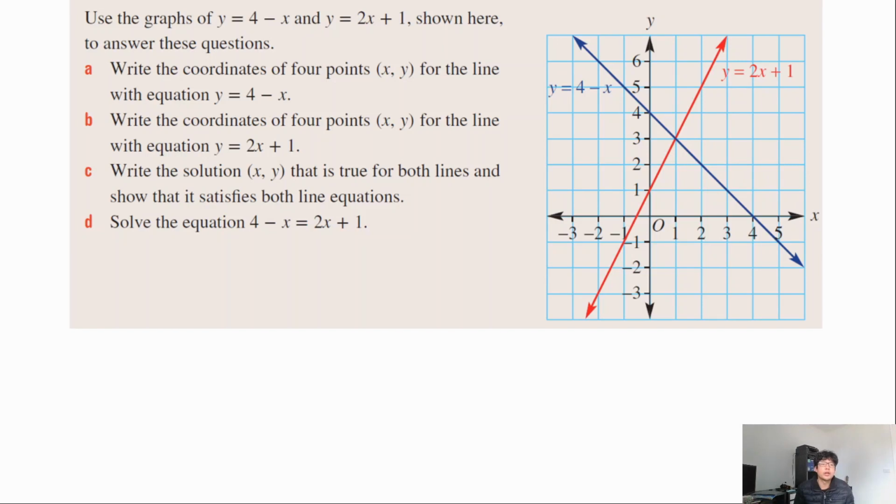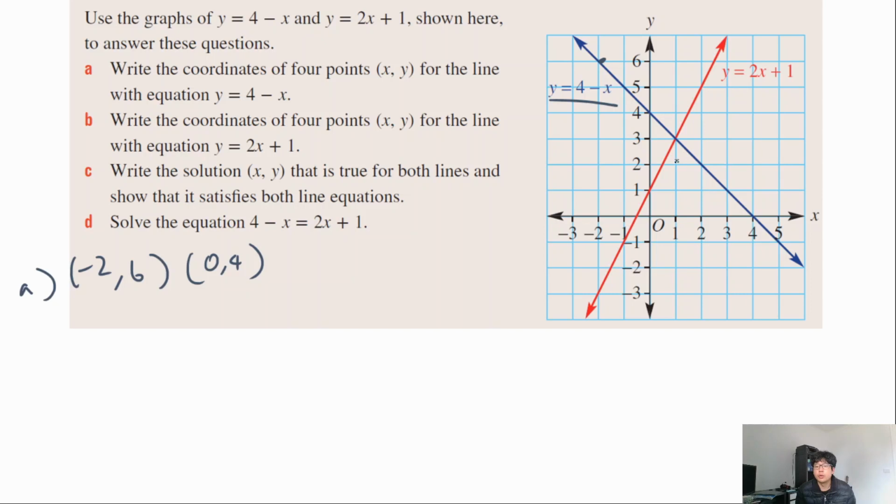Alright, now let's have a go at a couple of questions. This one says use the graphs of y equals 4 minus x and y equals 2x plus 1 shown here to answer these questions. So question A, write the coordinates of 4 points (x, y) for the line with the equation y equals 4 minus x. That could be any 4 points that are on this blue line here. That's y equals 4 minus x. So let's have a go at that. Let's start with this one. That's (-2, 6). Another one would be, let's say here, (0, 4).